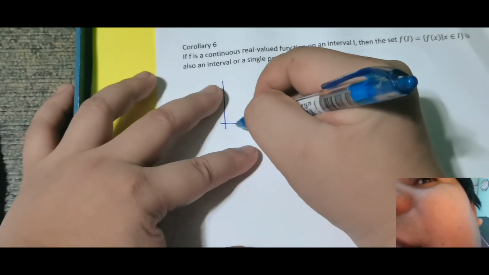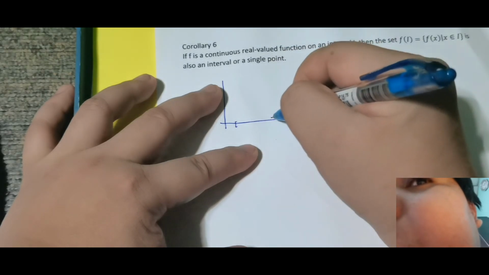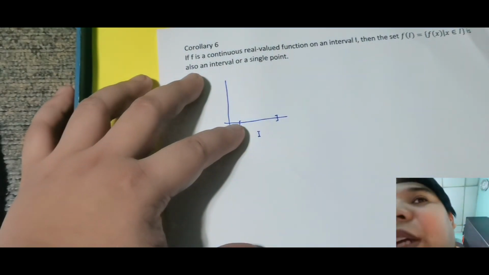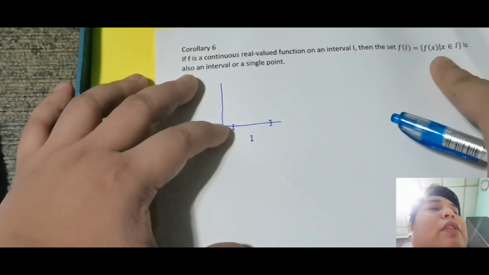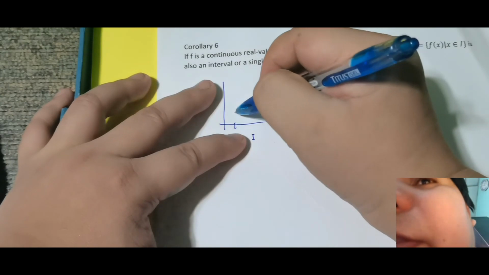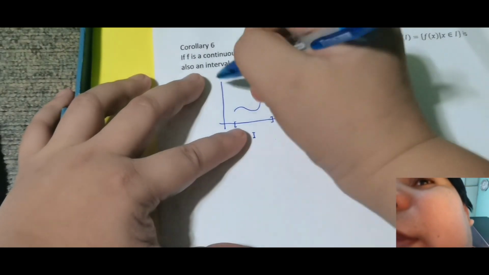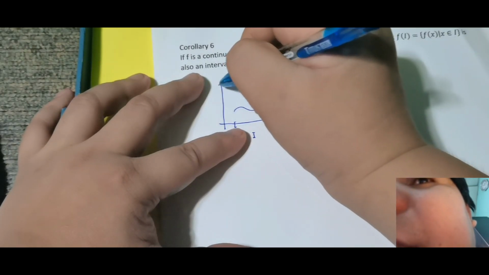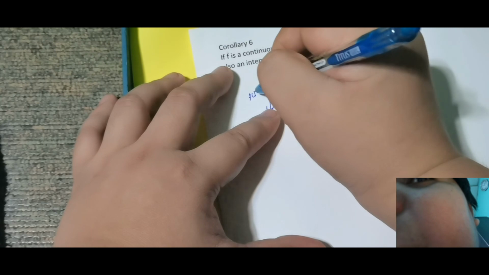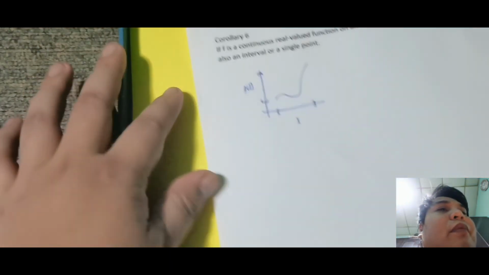Let's say, ito yung ating interval I. Okay, tapos ito yung f of I daw is the set containing. Okay, so ito yung unang case. Let's say yung function, ito yung tsura. So meaning, dito makaka-form ka rin dito ng interval. Ito yung f of I. Okay, interval din siya.